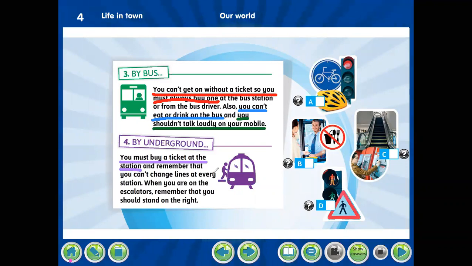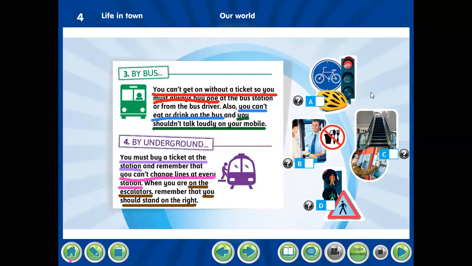¿Me escucha? Yes. Okay. You can change line on every station. Yeah, very good. This is another, no? You can change lines in every station. Good. And the last is this, okay? The last is, you should stand on the right on the escalator, okay? We have three rules here. Please, in your books, the same, identify, okay? The rules.